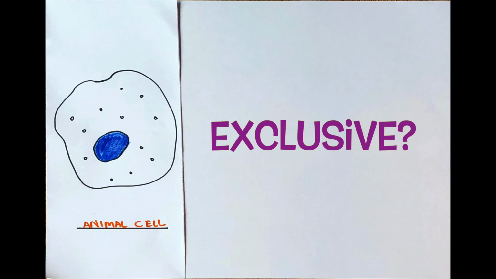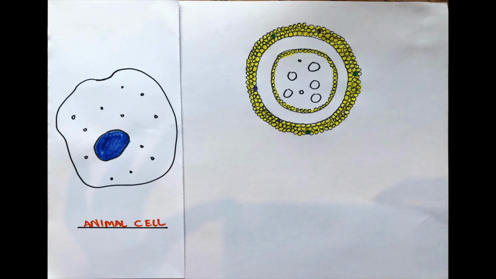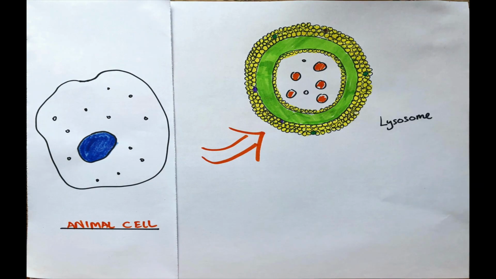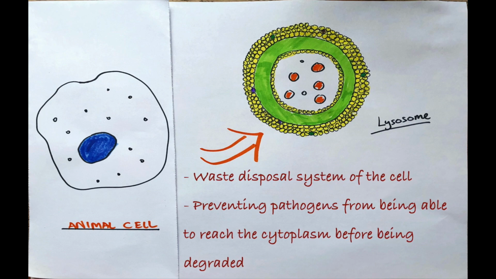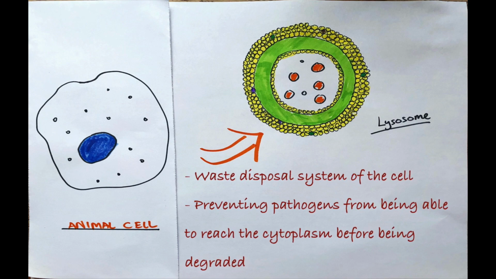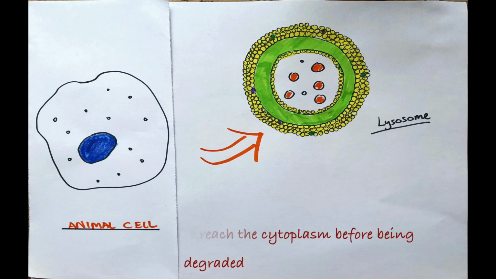Most of the organelles in animal cells are present in plant cells, but there are some organelles only found in animal cells. An example is the lysosome. They are spherical vesicles that contain hydrolytic enzymes that can break down many kinds of biomolecules. Lysosomes act as the waste disposal system of the cell by digesting obsolete or unused materials in the cytoplasm.